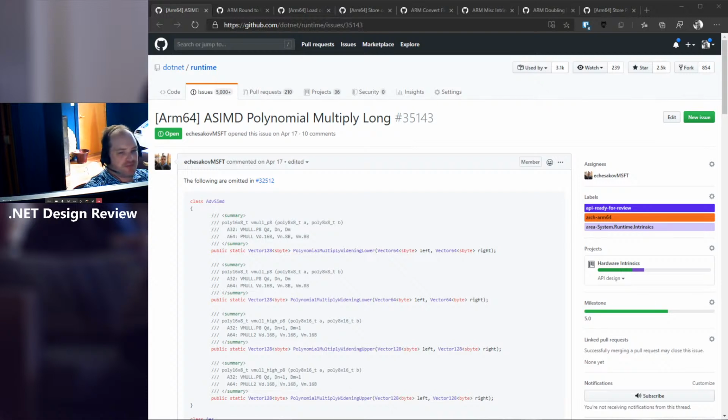I assume if you're looking for this, you already know what the polynomial multiply does. Most likely. It's basically bitwise multiplication.